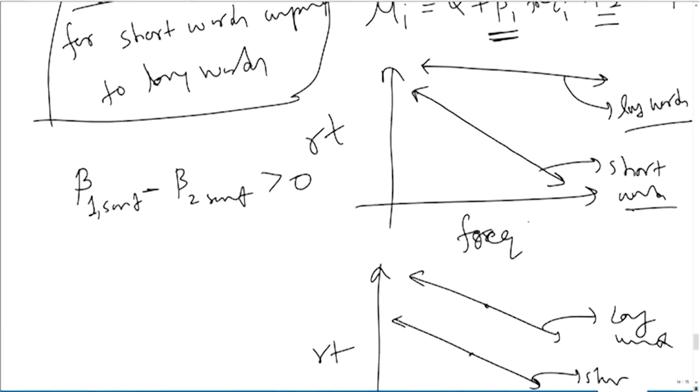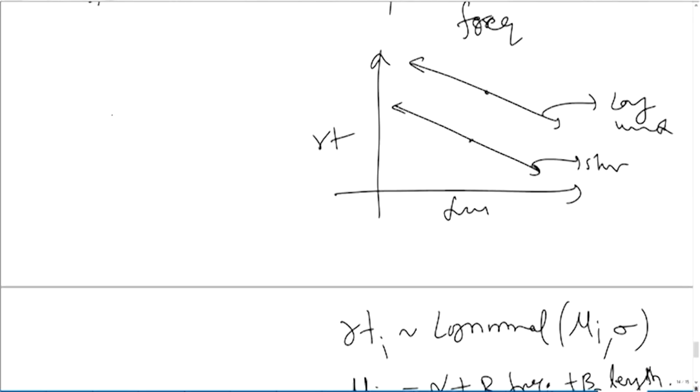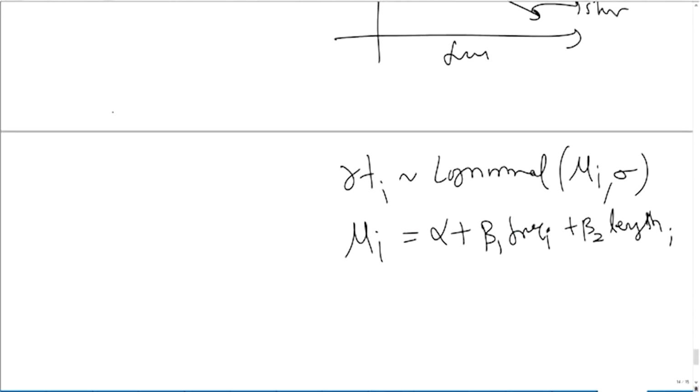So, let us reread this statement. The frequency effect is stronger for short words compared to long words. What are we talking about? The frequency effect, not the recognition time itself. We are talking about the frequency effect. What parameter in this model represents the frequency effect? Beta 1, right?